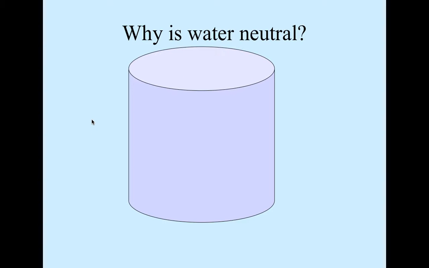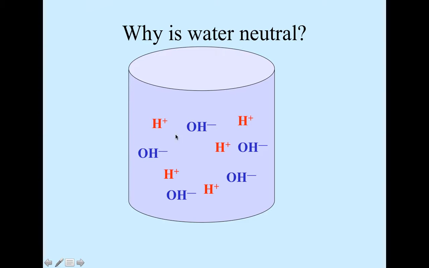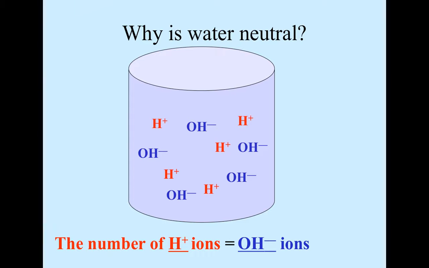So if we looked at a container of water, what I would actually see, if I could look close enough, is that I have H pluses and hydroxide, OH minus, floating around in there. If I look, I have 1, 2, 3, 4, 5 H pluses and 1, 2, 3, 4, 5 hydroxides. So the number of H plus is equal to the number of OH, so water is neutral. We're going to go through some things here with acids and bases and then come back to this illustration.